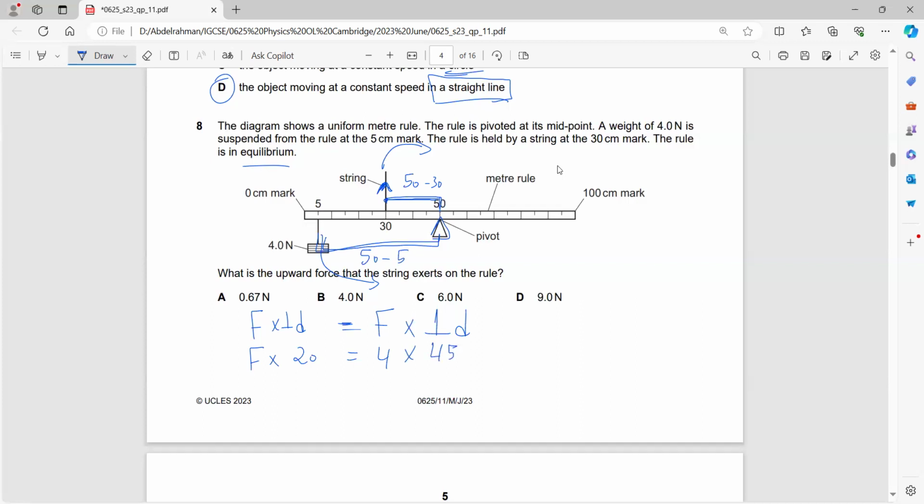Can we calculate the force? Yes, this would be easy. Again, F times 20 equals 180. You can divide. So the force would be 9 newtons.